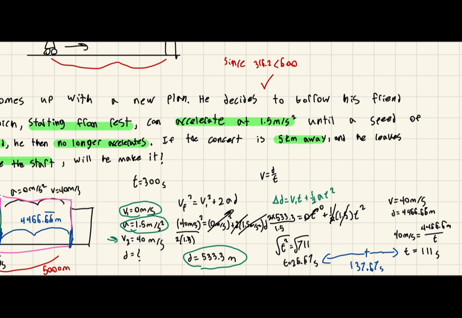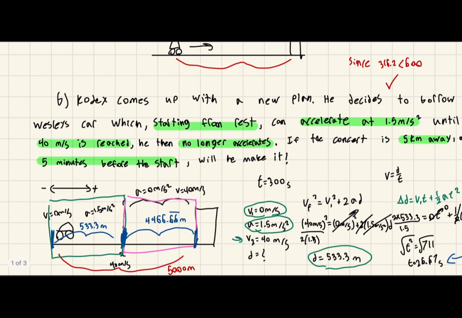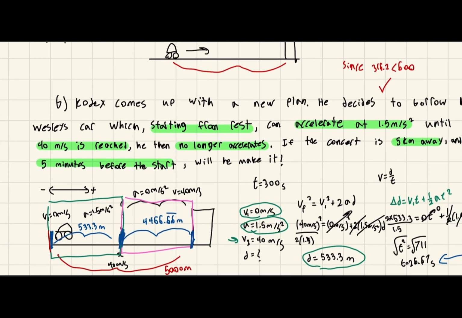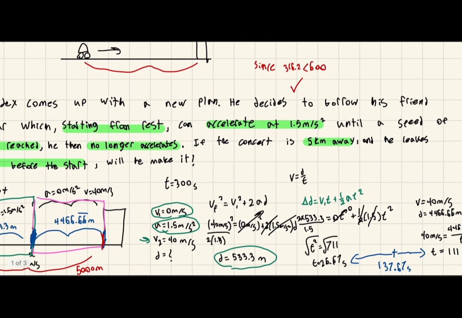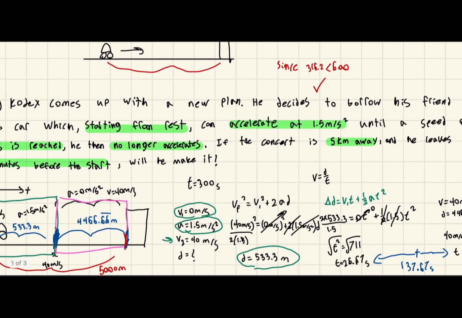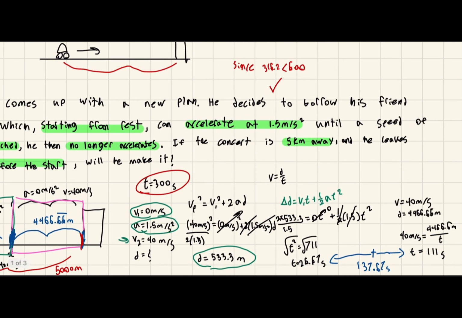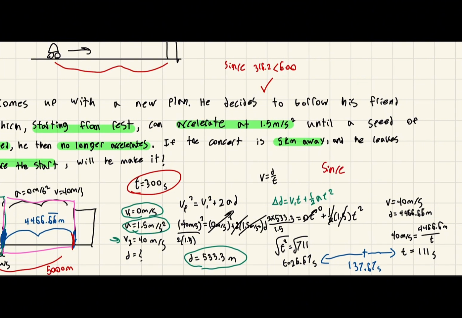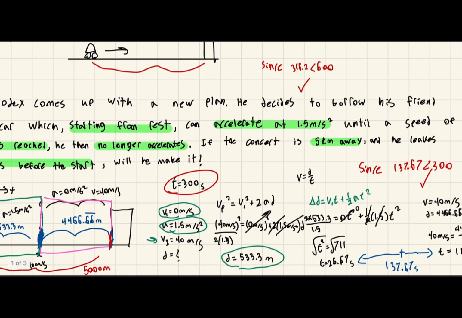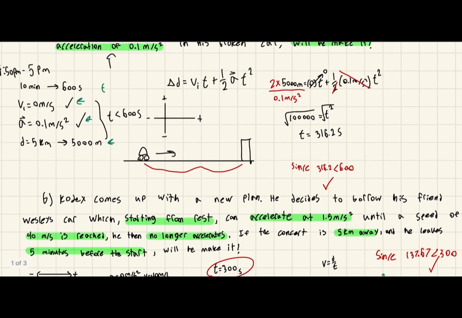Okay, so now what have we found? We have found that in this total distance, it's going to take Codex 137.67 seconds to get there with these restrictions, and we know that he has 300 seconds to get there. And since 137.67 is less than 300, we now know that he will indeed make it to the concert on time.